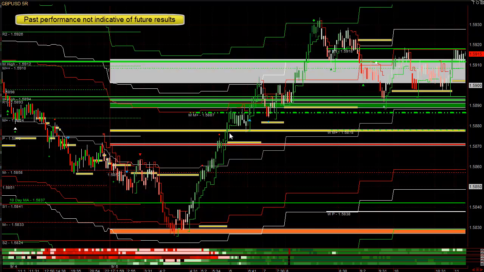You can see this one obviously shot up. Once it's above the previous day's point of control and it's above the previous hour's point of control, you're basically looking for buys.